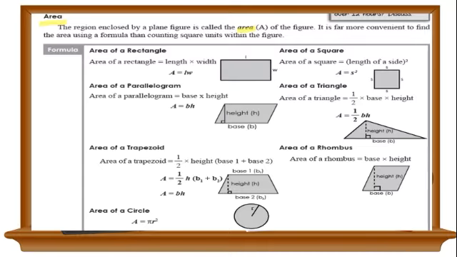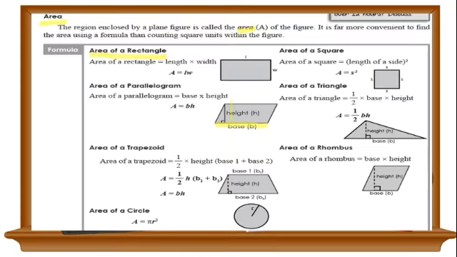So, we have some formulas. The area of a rectangle: length times width. So, area of a rectangle is equal to LW, or length times width. Okay? Very good. Next, area of a parallelogram. What is the area of a parallelogram? Base times height. This is the base, and the one going up here is the height. Right? Did you follow? So, area of a parallelogram is equal to base times height.